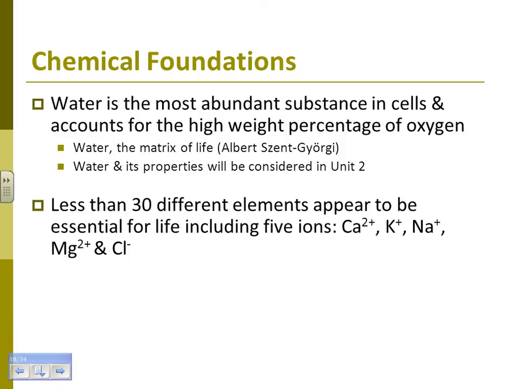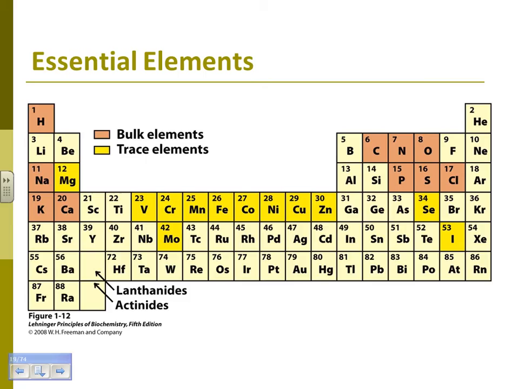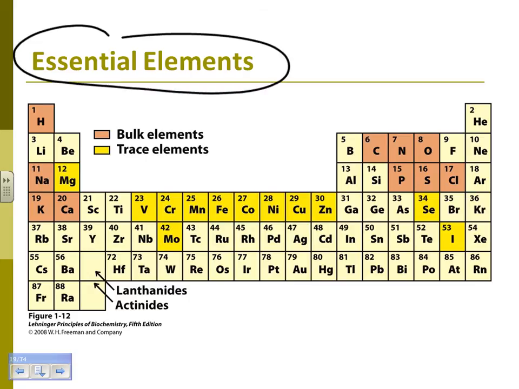I see 5 ions here. They're not in red. This would be a good quiz question, so I would know these to play it safe, but it's not going to be a top priority to learn. This, however, is one you just got to memorize. You got to know which ones are bulk and which ones are trace.